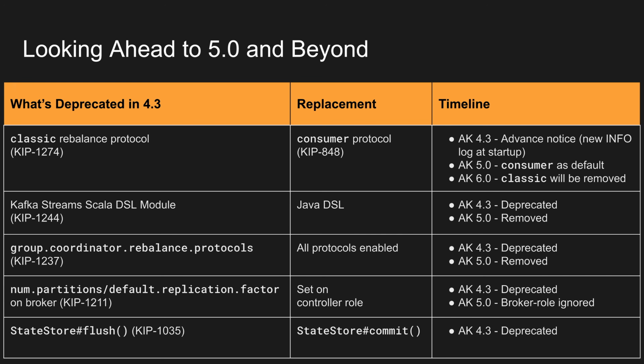Now, you can still use those classic configs if you'd like. You have to do so explicitly when you configure your consumer, but you're likely going to see some pretty opinionated suggestions in the logs to nudge you on into the future. In Kafka 6.0, that classic rebalancing mechanism will be removed entirely. So now is the time to migrate and start testing with this new protocol.